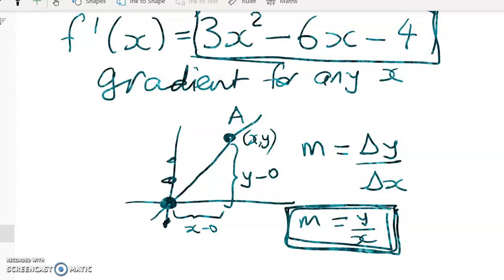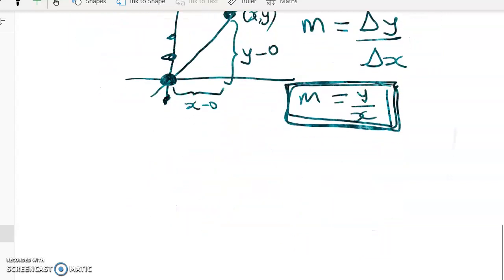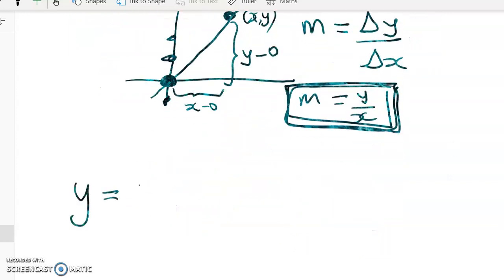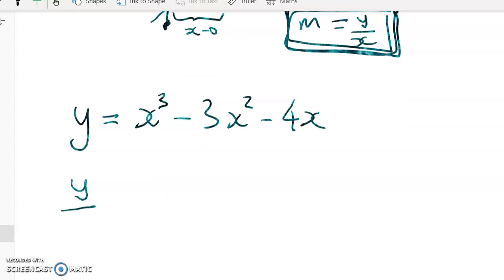So let's now look at y divided by x. Well, y is x cubed minus 3x squared minus 4x. So y over x, which is m, is going to be that divided by x.